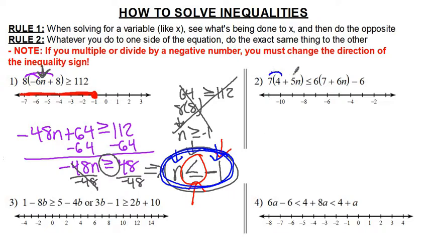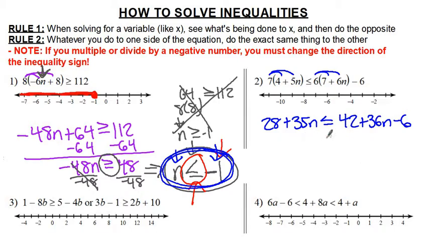Alright, so let's distribute the 7 and we'll distribute the 6. So 7 times 4 is 28. 7 times 5n is 35n. Less than or equal to 6 times 7, 42. 6 times 6n, 36n. And we have minus 6.